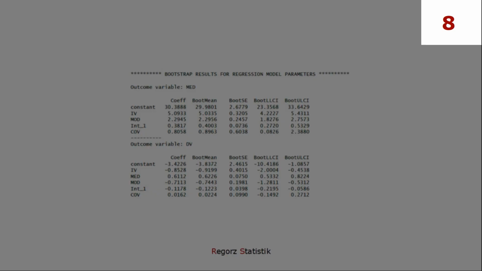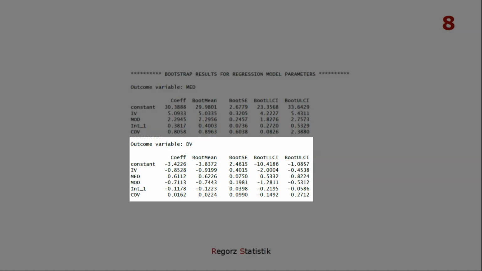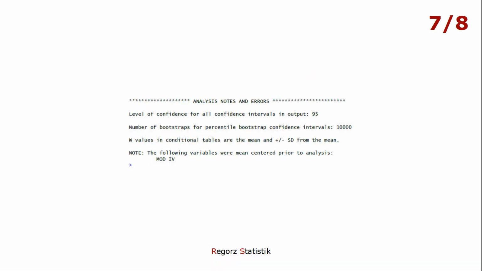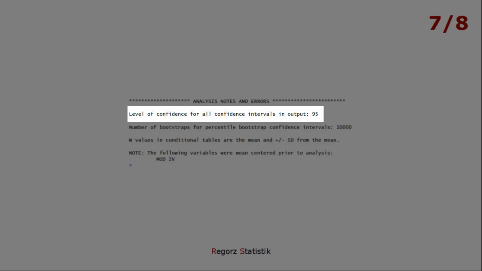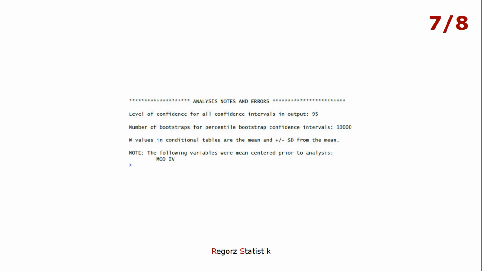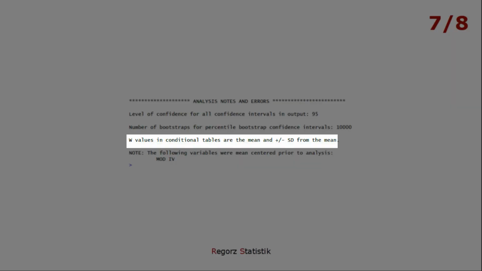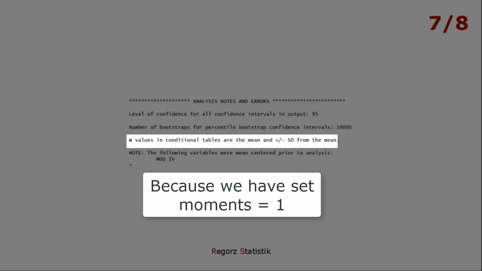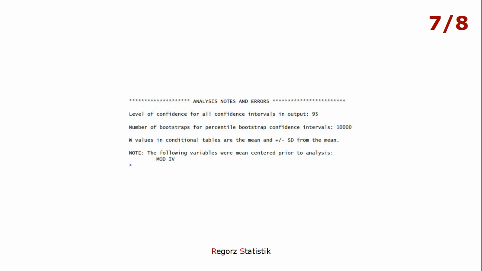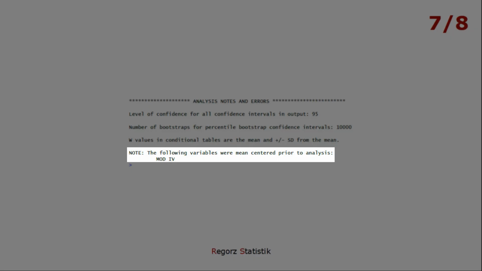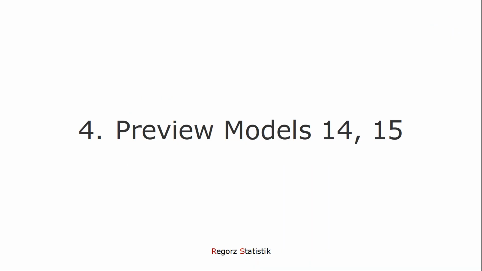The same for model 8. Here, the second model for the B path and the C prime path is a bit more complex again, because we have an interaction and a moderator that we didn't have for model number 7. And in the end, we should look at the analysis notes and errors. Here the level of the confidence intervals, the number of bootstrap samples, the way we have requested the conditional effects with ±1 standard deviation and the mean, and here the note which variables were mean-centered.